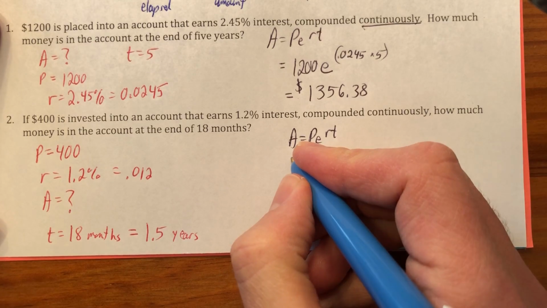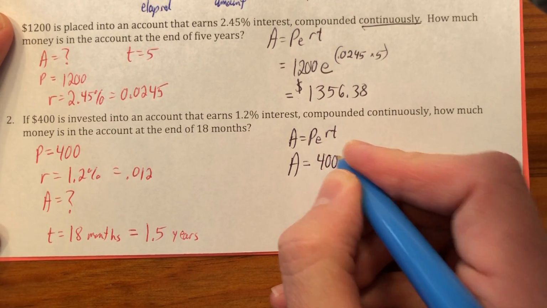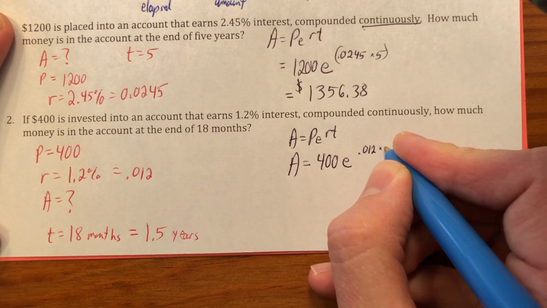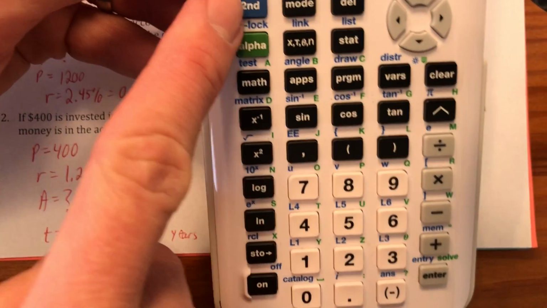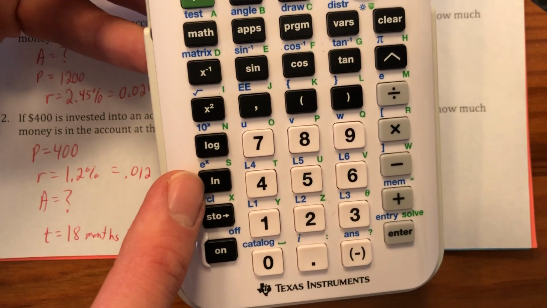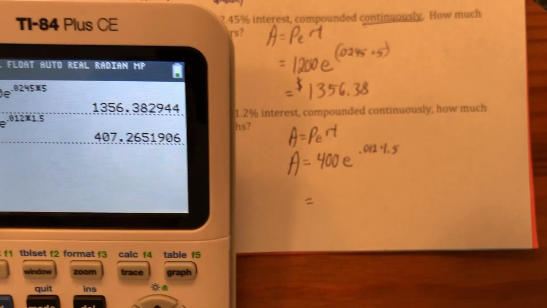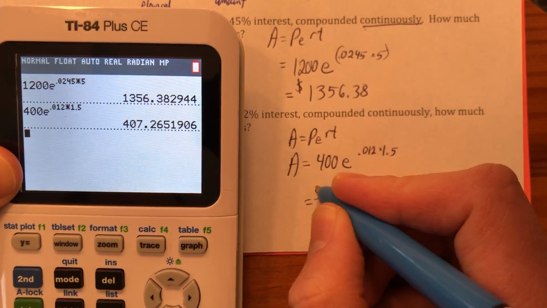So A equals 400 E to the 0.012 times 1.5, and we'll type that in the calculator and get an answer. So 400 E to the 0.012 times 1.5. One more time, I'll tell you. E is second, and LN, and when you do it that way, it automatically pulls up the exponent that you need. And there's my battery, much better than it was a minute ago. 407.27, we're dealing with money.